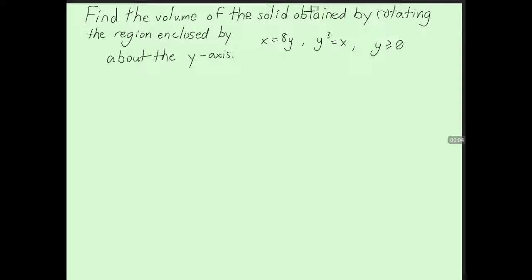We have a problem here that says for us to find the volume of the solid obtained by rotating the region enclosed by x equals 8y, x equals y cubed, and y is greater than or equal to 0. We want to rotate this about the y-axis. So right now, we can see that things are expressed in terms of y. We have x is a function of y.